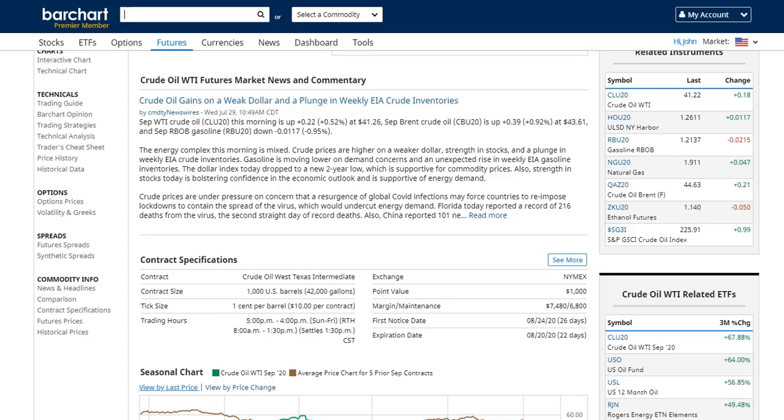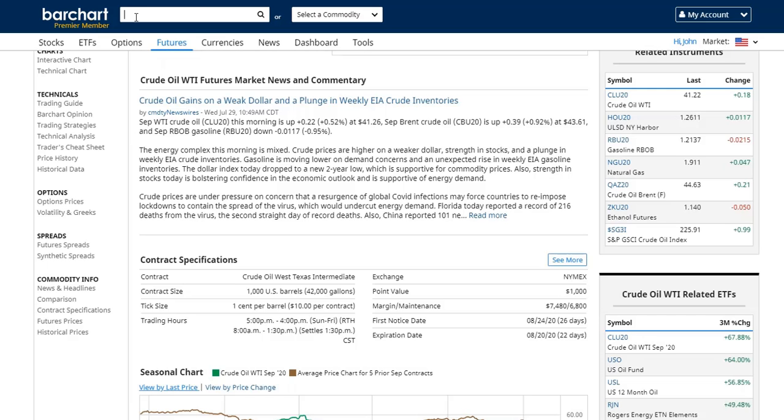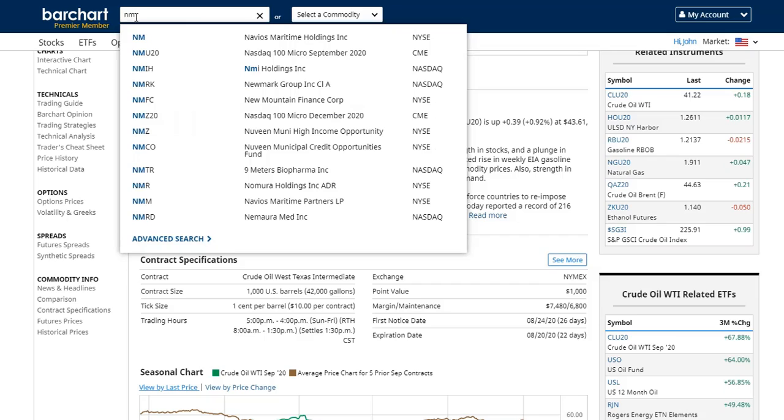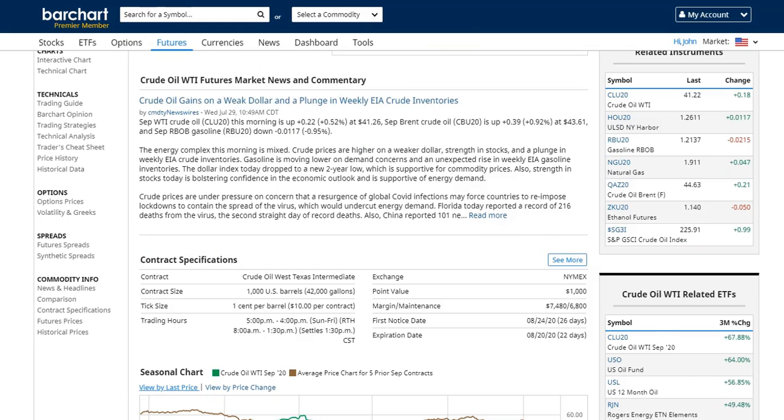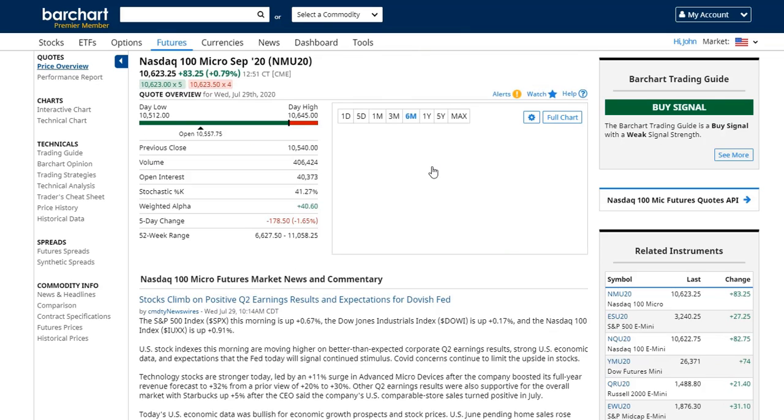Right, and just to show people how they would get to that, let's say they're looking at the NASDAQ micro, the NM contract. It's not going to be on the trading guide or on that historical performance page. But if you go directly to the symbol, like NM... Yeah, right there. NASDAQ Micro. Yeah, there it is. And then on the left navigation under technicals, there's a trading guide for those micro contracts.